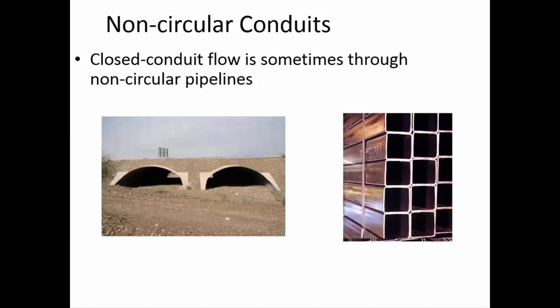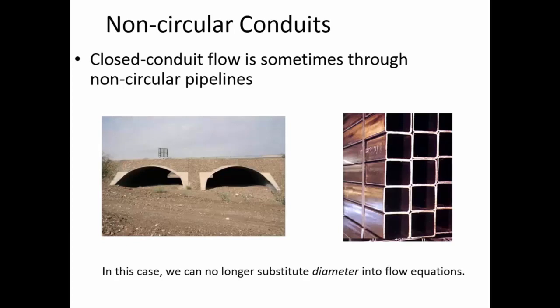And when the water is only partly full through that culvert, then it's not closed conduit flow, it's open channel flow. But when the water level is getting up near the road surface, then that actually becomes closed conduit flow. You can see the image on the right is some square metal pipe. Not really common, but sometimes it's out there. And so part of today's class is just identifying how we make the substitution for different geometries when we don't have a circular pipe, when we don't have a diameter any longer.